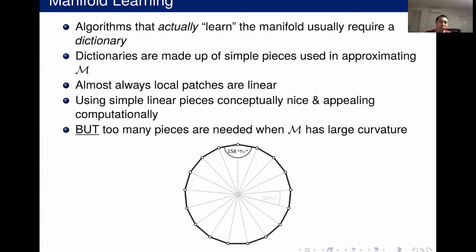But the problem is we need too many pieces to approximate a manifold M with large curvature. For example, in this figure, the manifold itself is just a simple circle, and we can use 17 tangent lines to approximate manifold M. But you can imagine, because each tangent line is flat with zero curvature, if the manifold has large non-zero curvature, then the approximation performance will get worse.